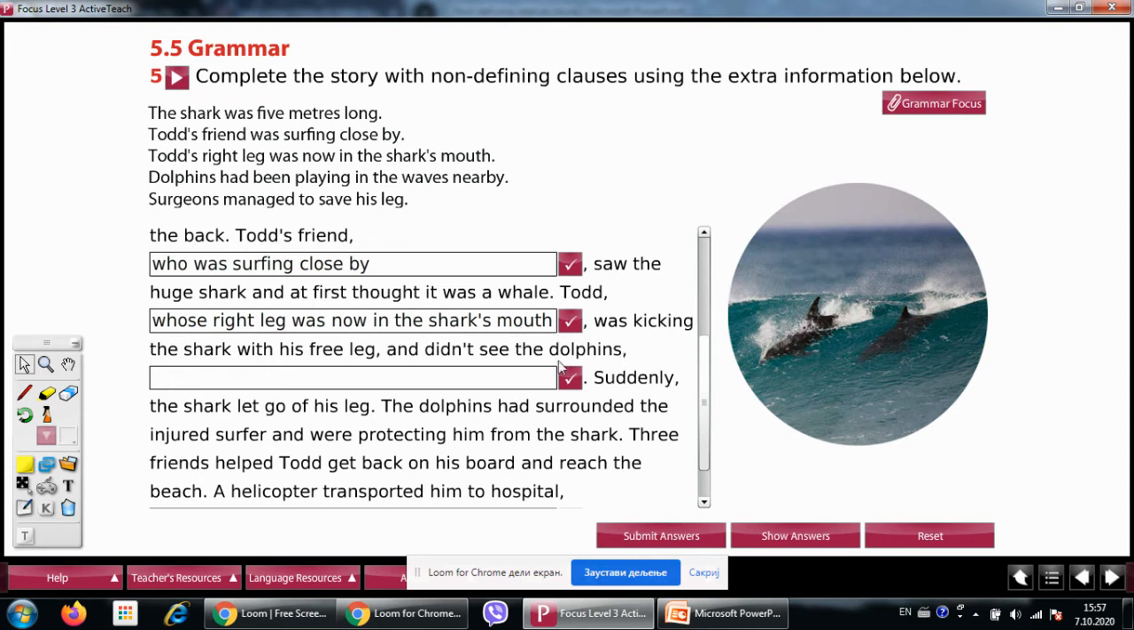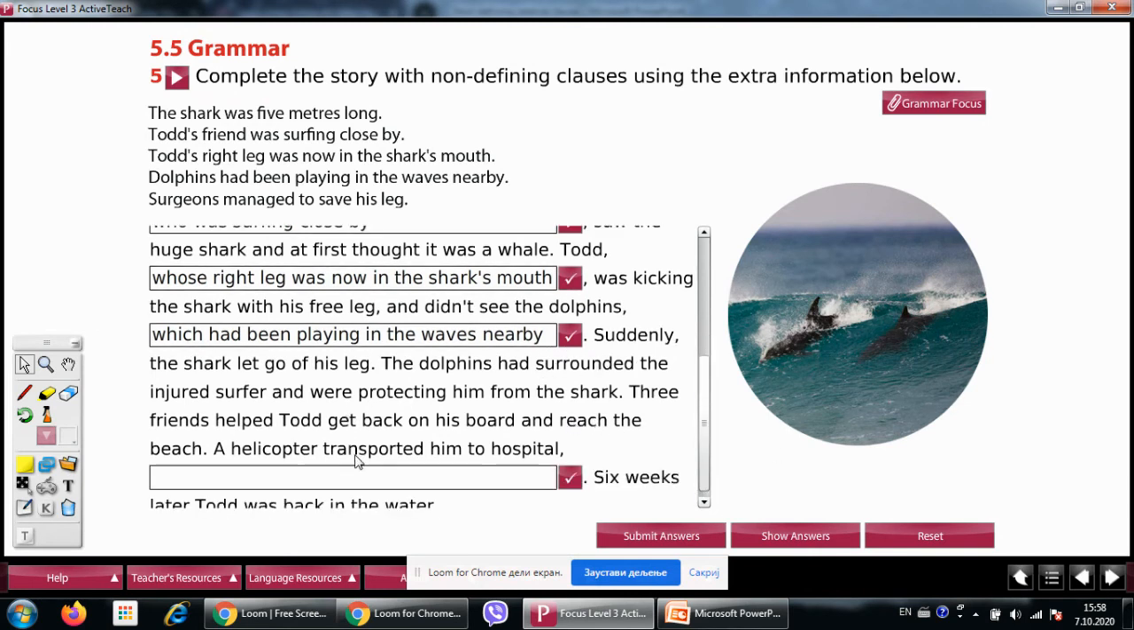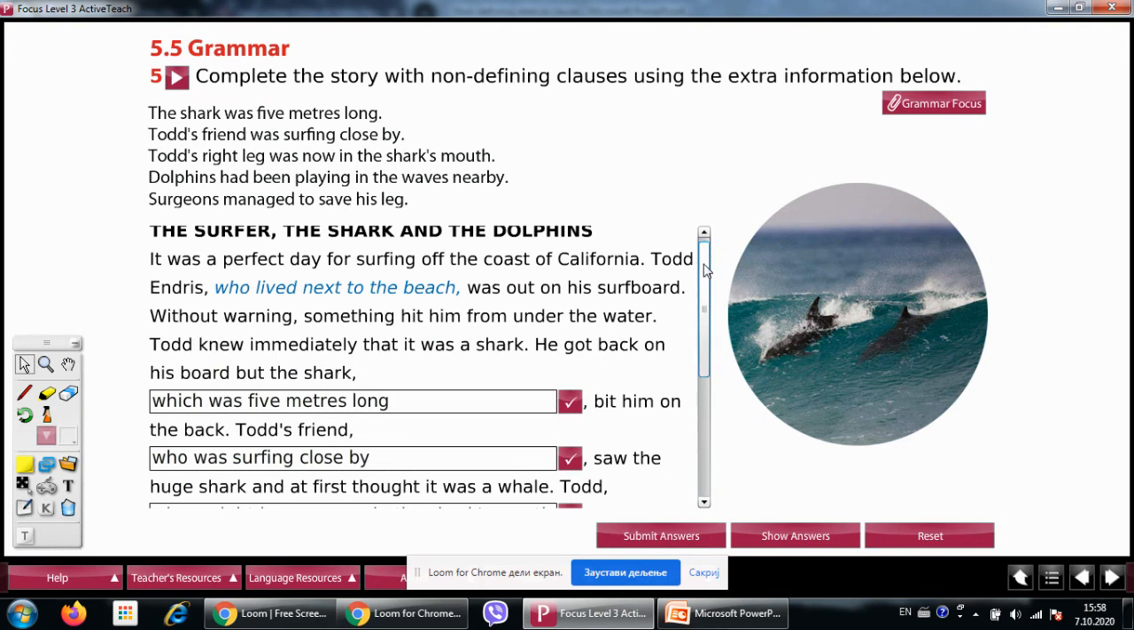So now we have the dolphins and had been playing in the waves nearby. So what do we have to add? Which relative pronoun? It would be which had been playing in the waves nearby. And the last one is a helicopter transported him to hospital. Hospital is a place, so we have relative pronoun where the surgeons managed to save his leg. So now that we have completed this task, let's listen to the story and check our answers.